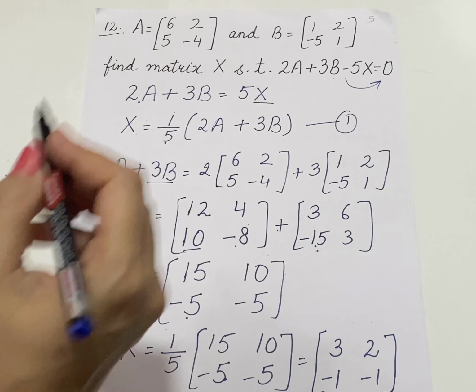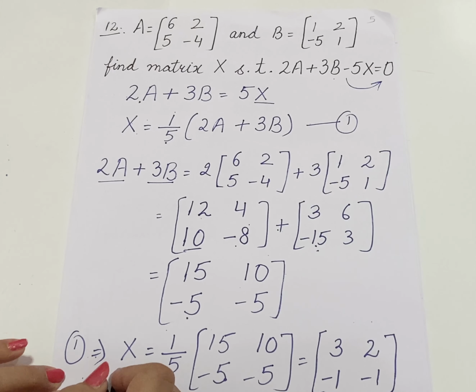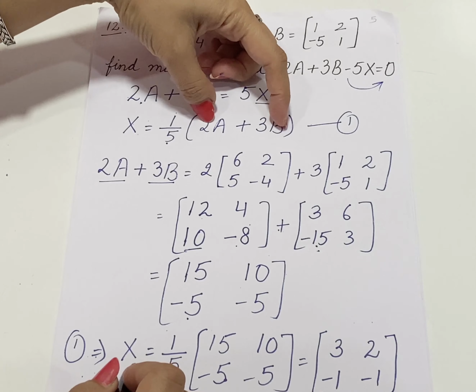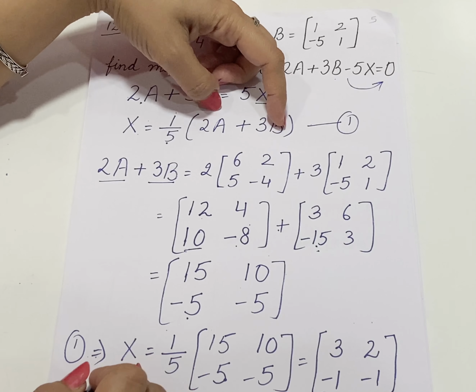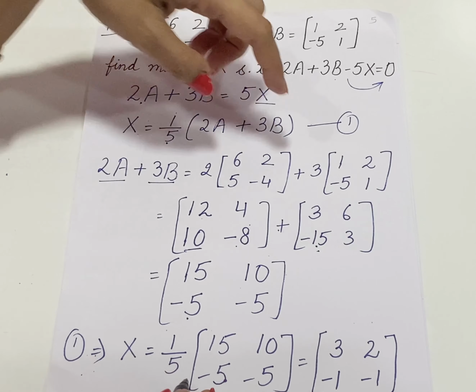And now I am going to substitute the value in equation 1. So x is 1 upon 5 of 2a plus 3b. This 2a plus 3b can be replaced by 15, 10, minus 5, minus 5. Now each element will get divided by 5.